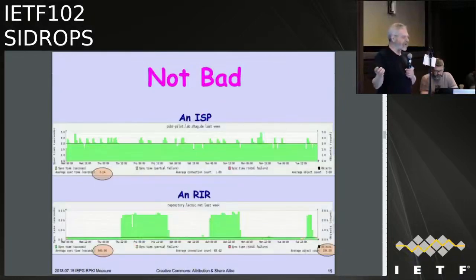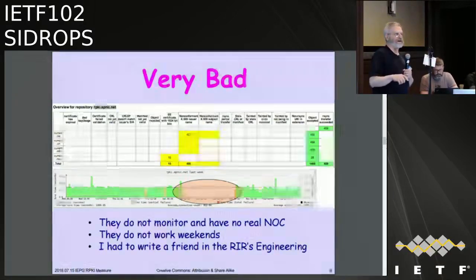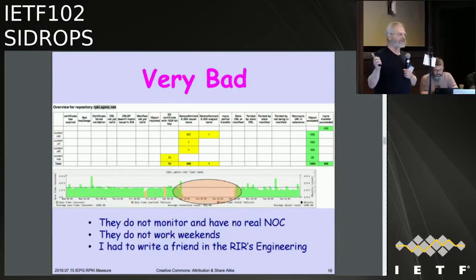These are some old data, right? You see, that's inability to fetch for days. They didn't monitor. They have no NOC. They don't work weekends. I had to write a friend. This is old data. They still do not have a NOC. They still do not work weekends. Okay, that's fine, except they're asking us to rely on it operationally. That's not fine. If you can't do it yourself, outsource it to a real ops group.